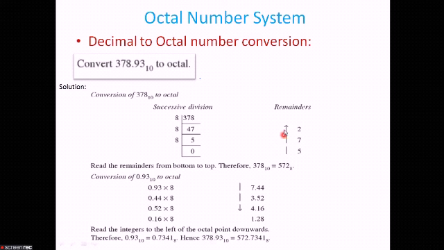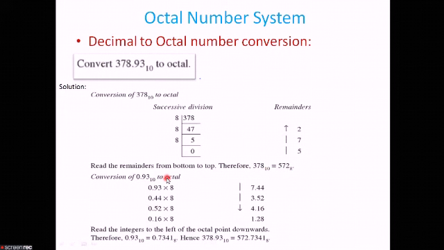That's why the arrow is also given like this. This is a very important thing, that the remainders you have to read from the bottom to the top. Therefore we can say that 378 to the base 10, which is a decimal number, has been converted to an octal number, and the result is 572 to the base 8.